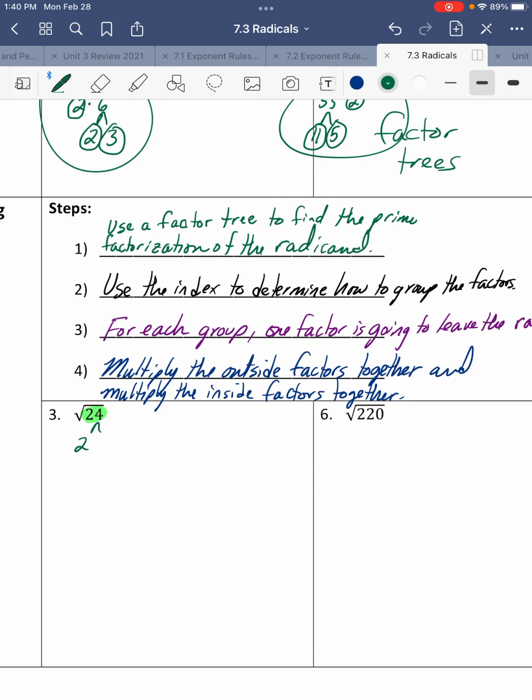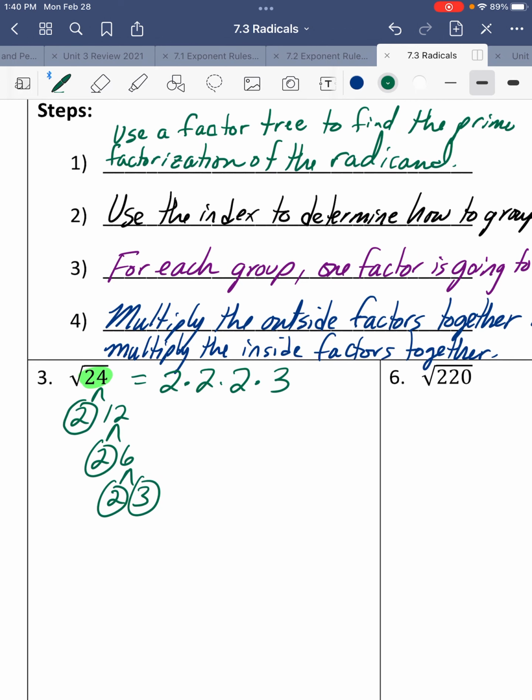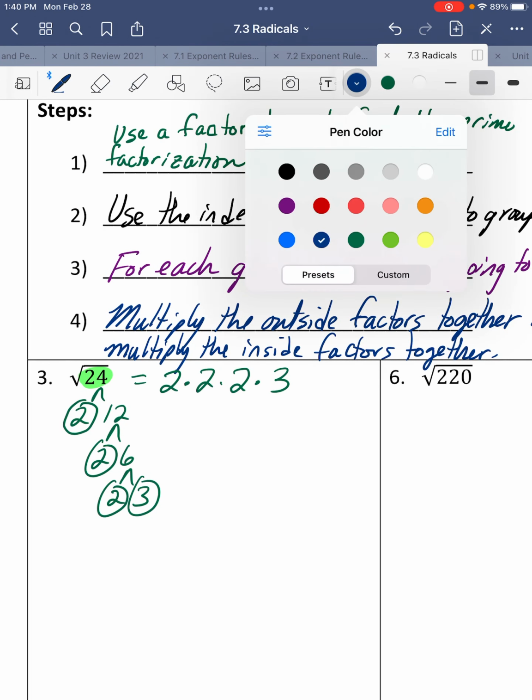Again, I usually do 2, and if I can divide by 2, I do 2. 12 is 2 and 6, 2 and 3. So now I'm going to write it horizontally, 2 times 2 times 2 times 3. I kind of group everything together. This is a square root. So now we're going to use the index.